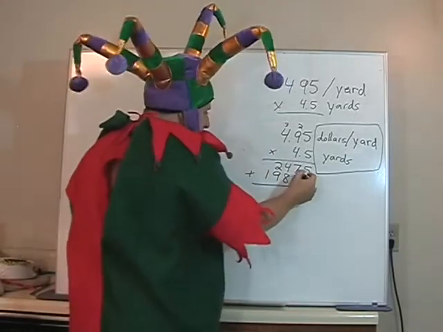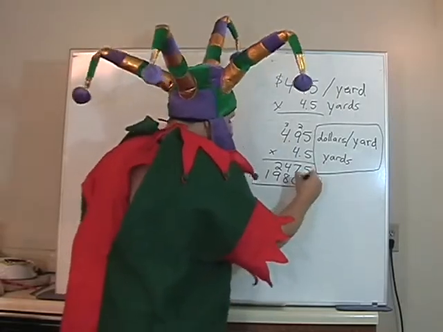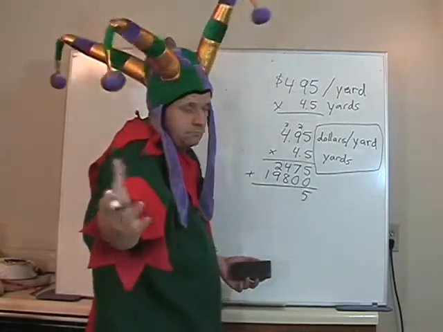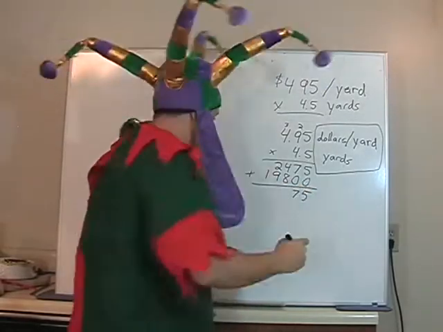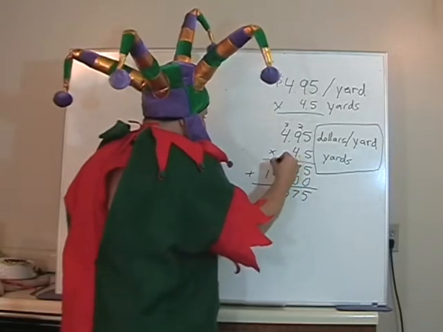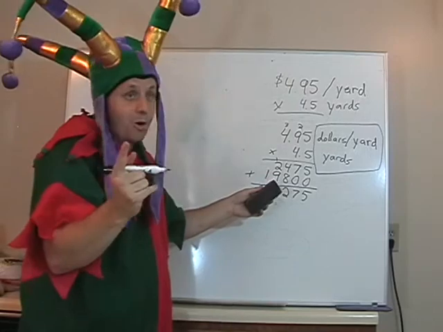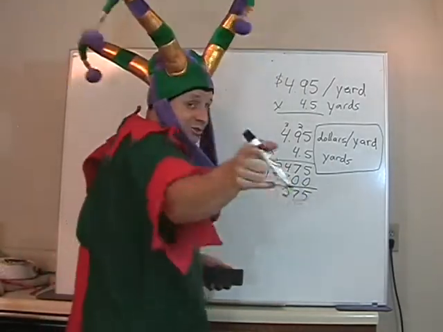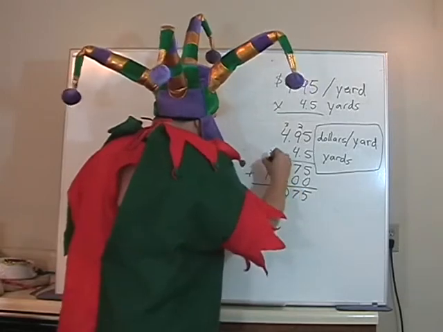That should be easy. 5 plus 0, 5. 7 plus 0? 7. 7, of course. Everybody knows that. How about 4 plus 8? 12. So we'll put our 2 here. Carry our 1. What's 9 plus 2? 12. Okay, you're getting a little bit ahead of me. 9 plus 2 is 11, plus 1 is 12. There you go. So we'll put our 2 here. We'll carry our 1 up here.